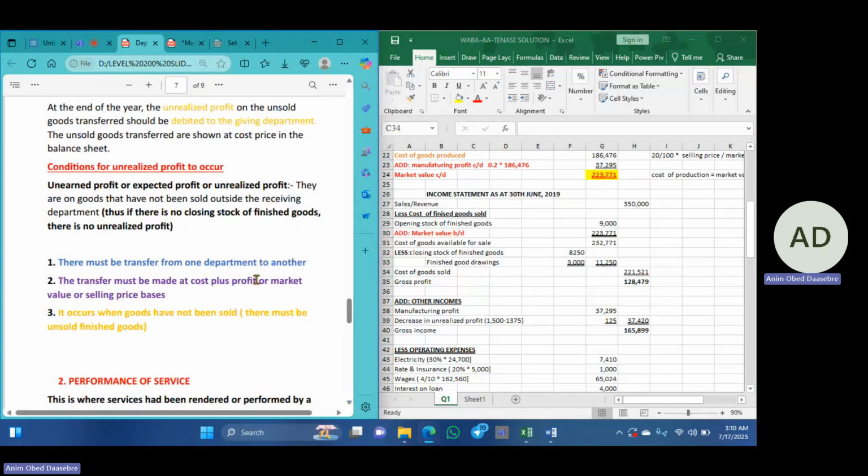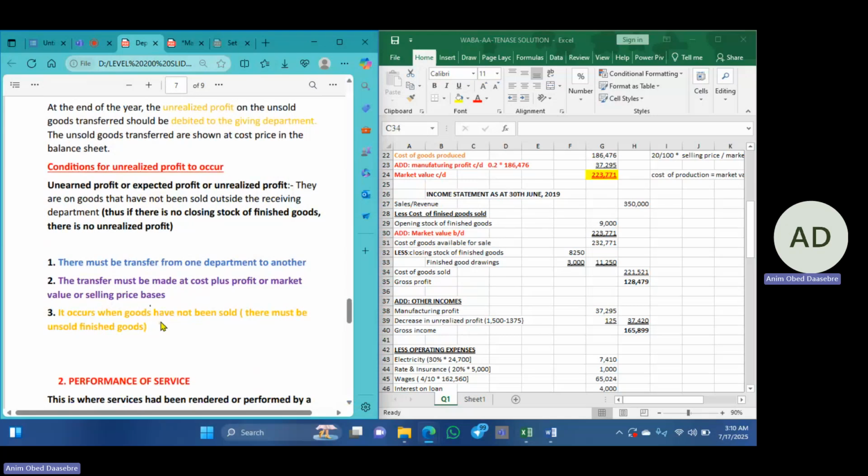And as in our example, we said that the transfer is at market value. So that one is also successfully done. And it occurs when goods have not been sold. There must be unsold finished goods. And the final point is the most important aspect.